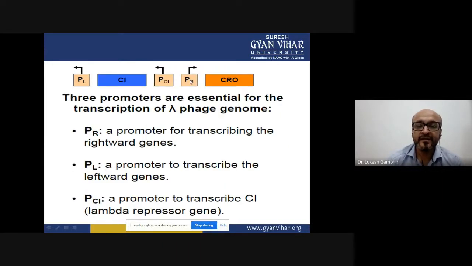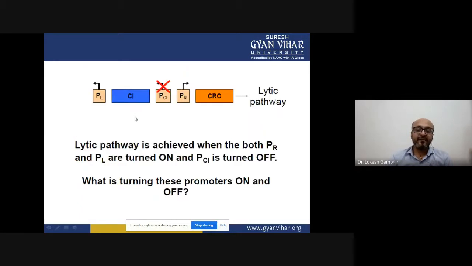PR is the promoter which will be going in the clockwise direction, or right-hand side, and it will cause the expression of the CRO protein. So when we are talking about C1, what is C1? C1 is actually a repressor protein. C1 is actually the lambda repressor gene.